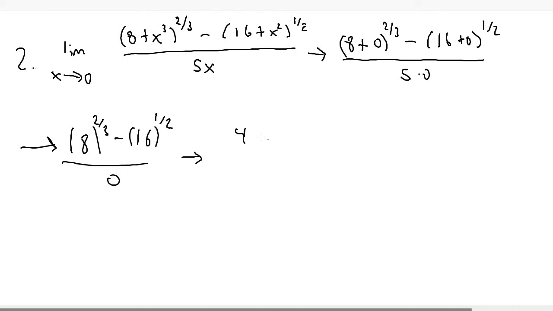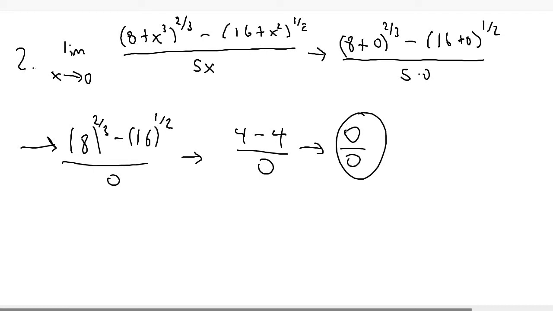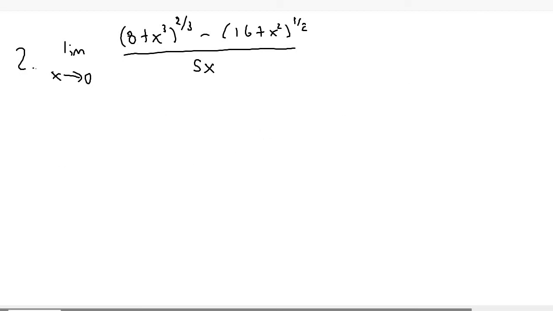Let's write 4. 16 to the 1/2 power can be rewritten as the square root of 16. The square root of 16 is 4 again. And we have 0 on the bottom. 4 minus 4 is 0 over 0, and we still get that indeterminate form, which now we can use L'Hopital's rule to evaluate. So now using L'Hopital's, we need to derive the top and the bottom.